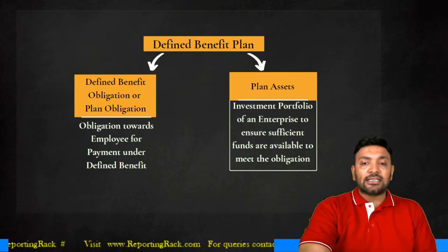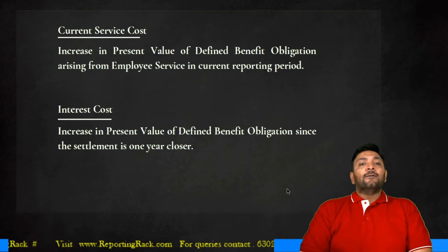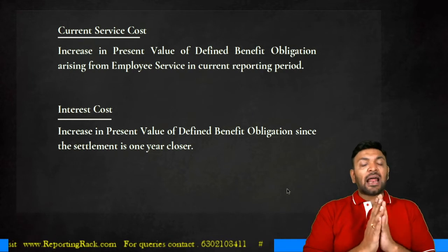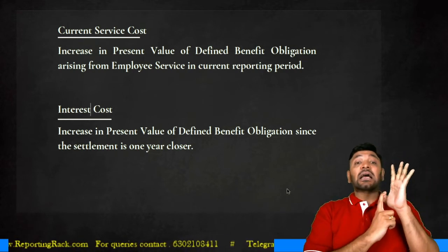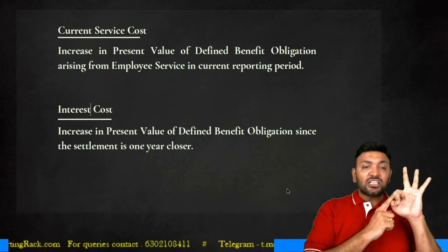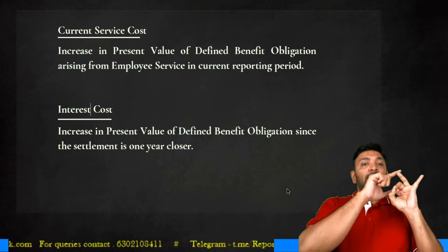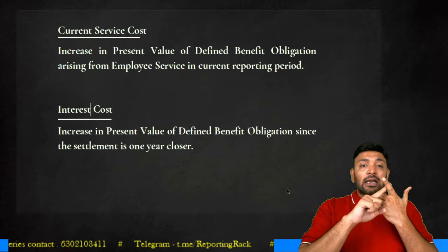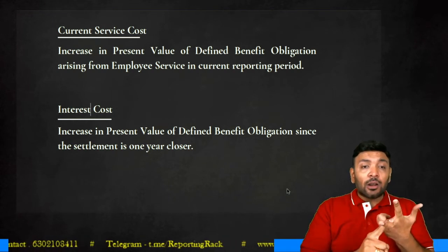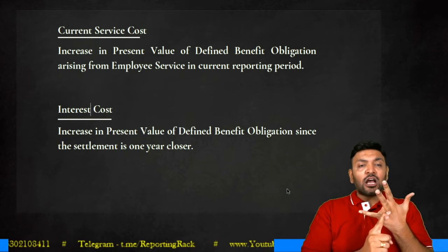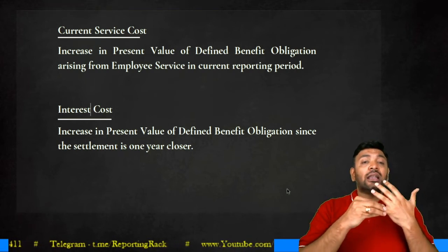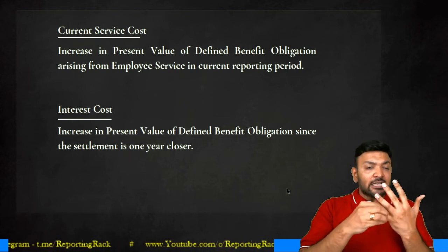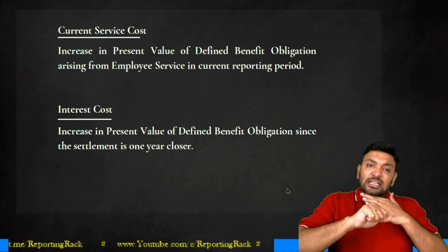Now, what is the recognition? Let's see. There are five recognitions which I do under your defined benefit plan. Current service cost, interest cost, return on plan assets, actuarial gain or loss. I'll repeat. Current service cost, interest cost, return on plan assets, actuarial gain or loss, and the last one is called curtailments, settlements, and past service cost. There are three different things, but I will deal with them separately. So I'm leaving this fifth part aside.